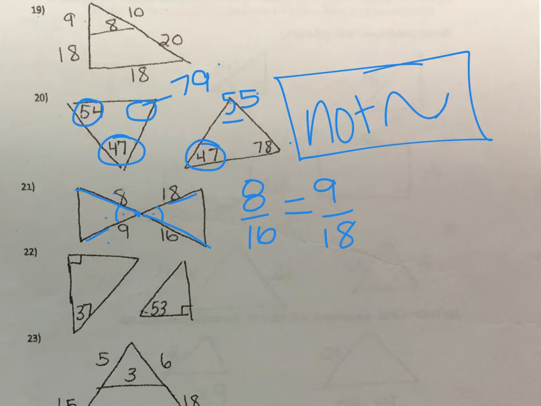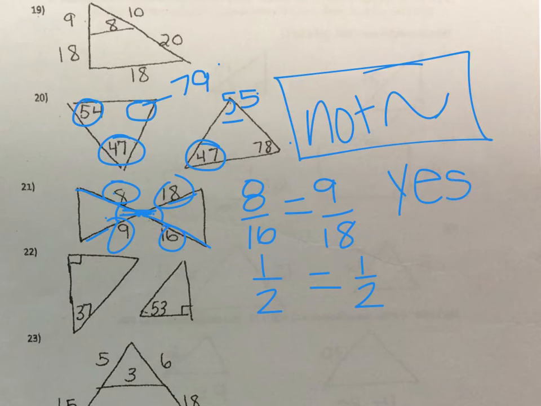And now let's reduce these to make sure that they are similar. So we can do 8 divided by 16, which is 1/2. We're going to see if it's equal to the same ratio. So we have 9 divided by 18, and that's also 1/2. So what that means is that we have a side that is similar to this side, we have another side that's similar to this side, and we have similar angles. So therefore we can say that this triangle, yes, is similar due to side, angle, side.